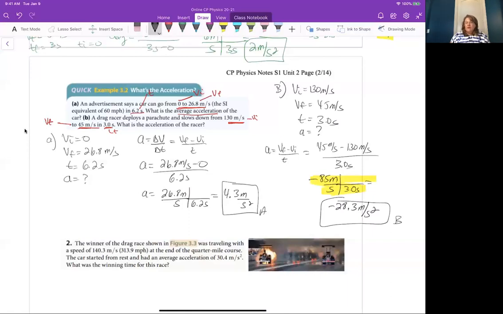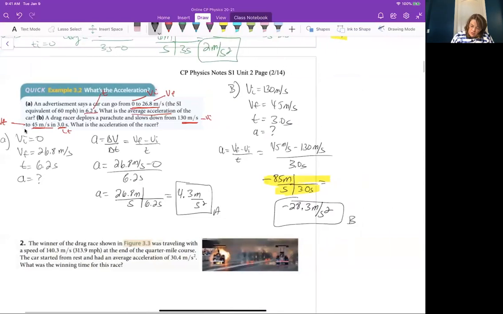Now, question for you. Does it make sense to have a negative 28.3 meters per second squared? Can I have a negative number for acceleration? Why not? Can't the acceleration be in the negative direction? Sure, it can, because it has both a magnitude and direction. Now let's just go read what's happening. We have a drag racer. He's flying at 130 meters per second, which is pretty fast, by the way, and he slows down.